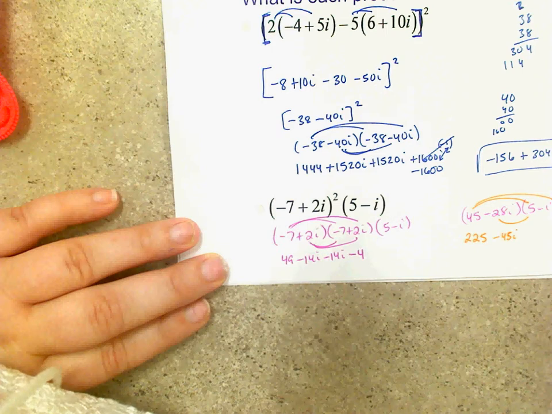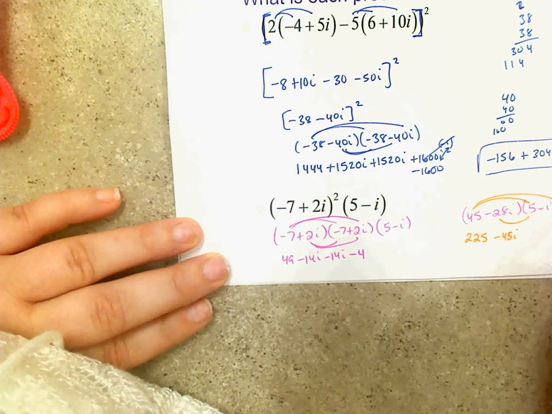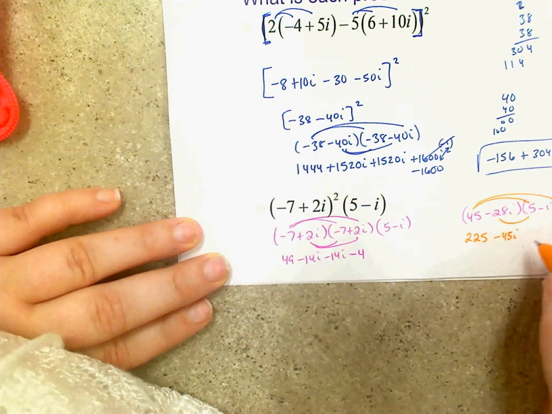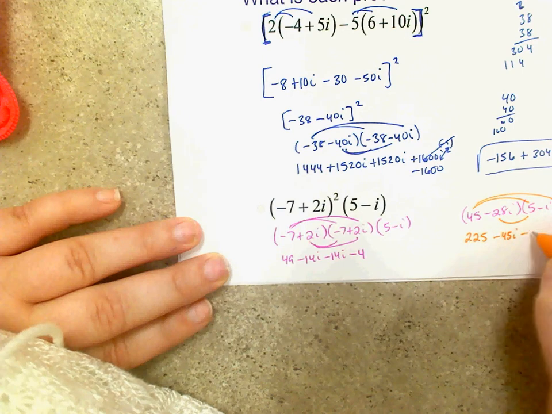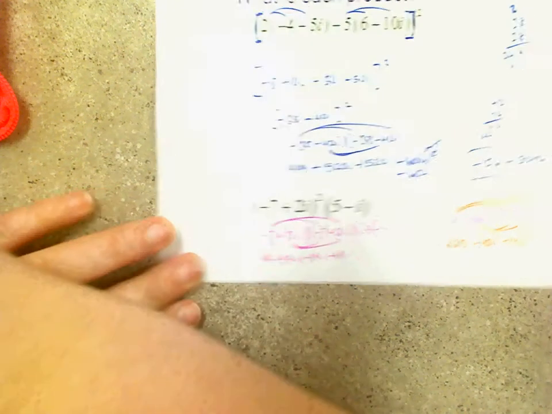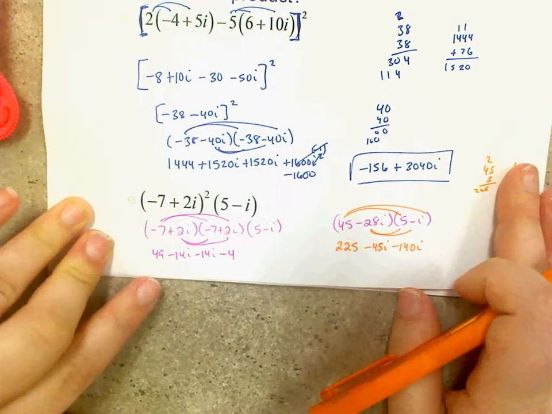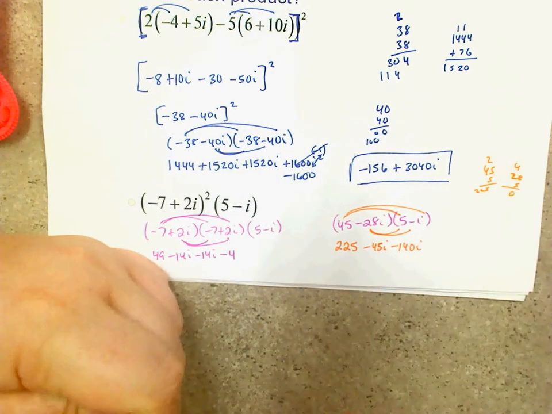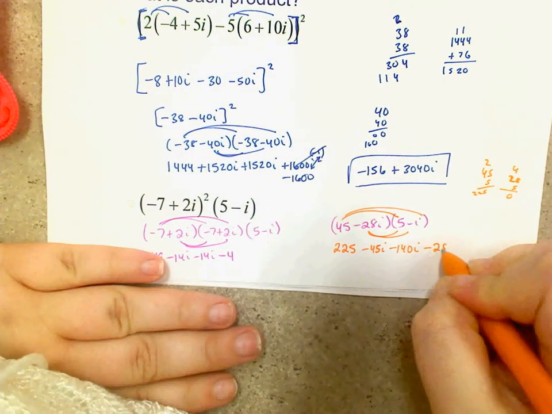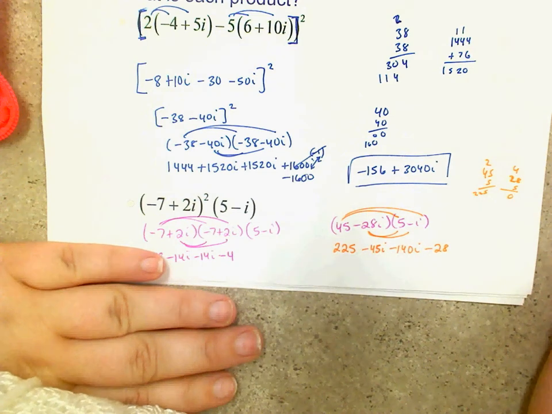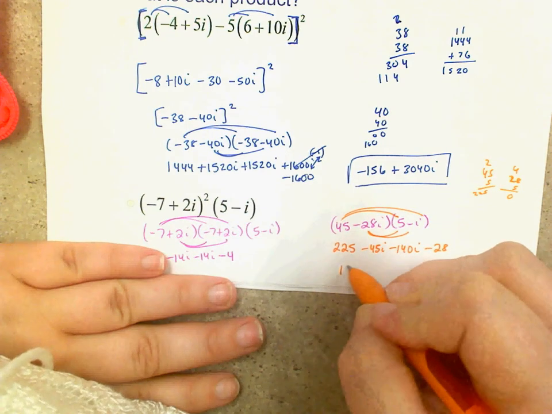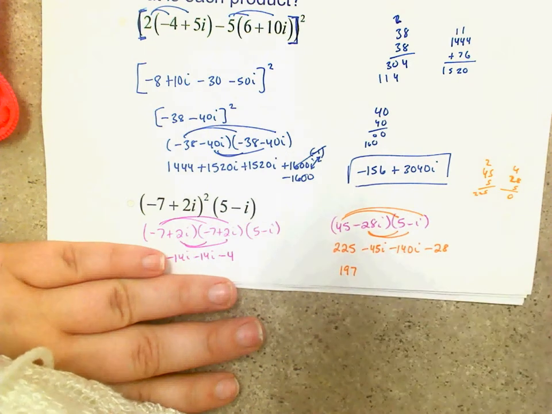140. Okay. So 140, but it's negative, so negative 140i. And then negative 28i times a negative i. Oops, sorry. I couldn't see what I was doing. Negative 28i times a negative i is a positive 28i squared, which is a negative 28. Okay. So 225 minus 28 is 197. Yeah. Minus 185i.